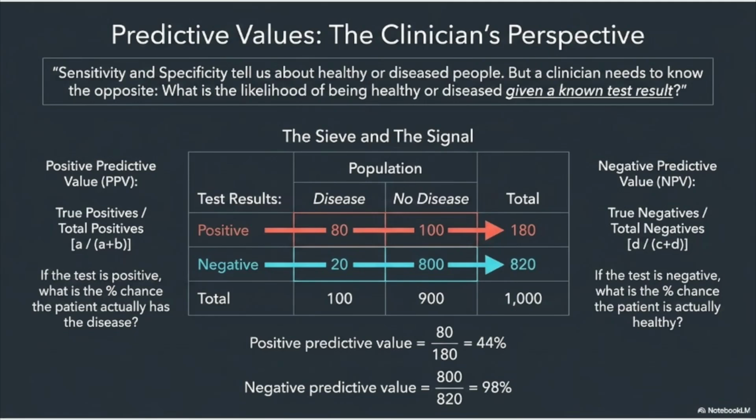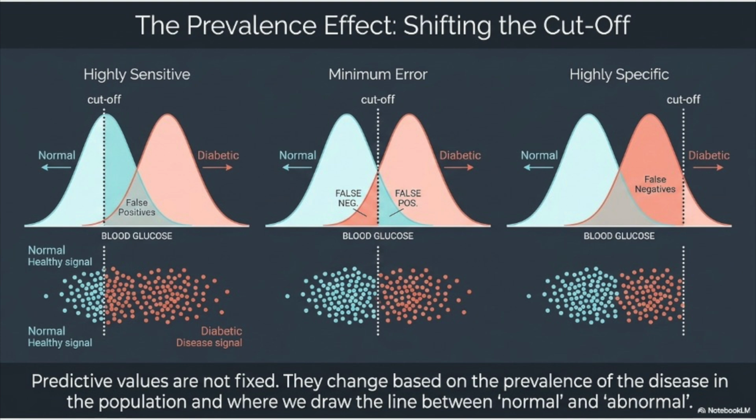Unlike sensitivity and specificity, predictive values are not fixed characteristics of the test. They are greatly influenced by the prevalence of disease in the population. As disease prevalence increases, the positive predictive value increases because a positive result is more likely to represent a true case. Conversely, when prevalence is low, most positive results are likely to be false positives, reducing the positive predictive value.